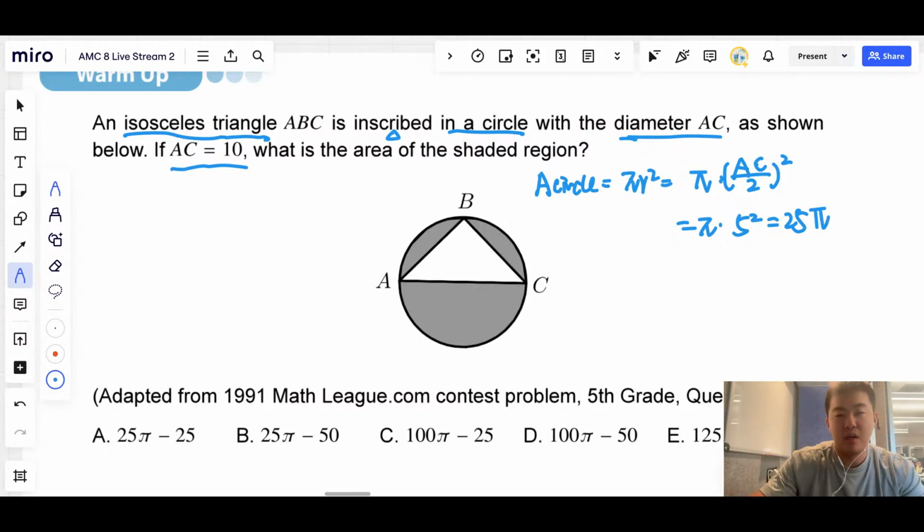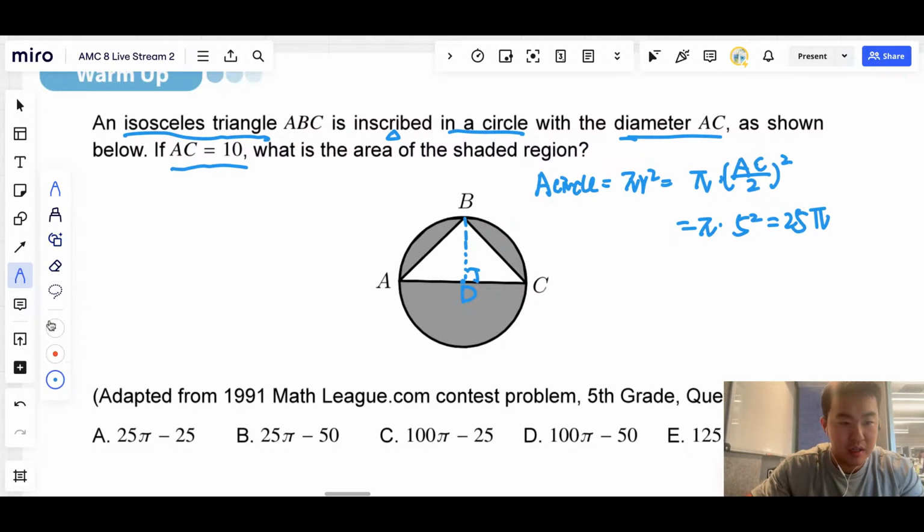Then next step, let's notice that since ABC is an isosceles triangle, for example, let's consider we make a height from B all the way, drop it down to the line AC. So here's our perpendicular side. Let's call this point D, okay? In this case, since it's an isosceles triangle, D must be the midpoint of A and C, right?